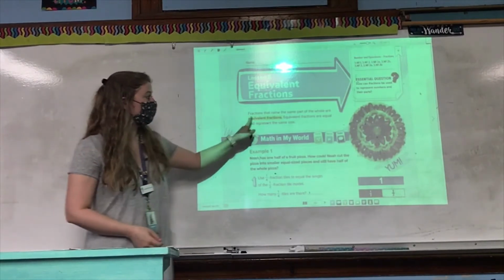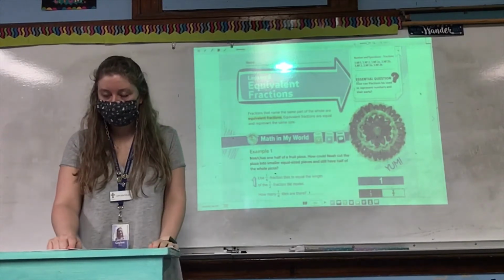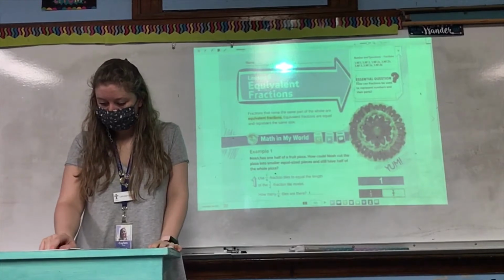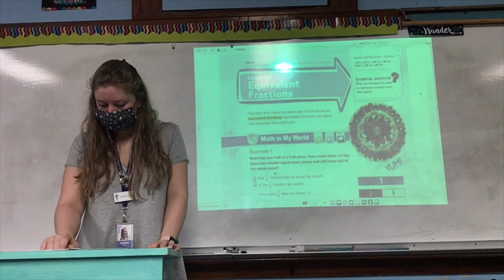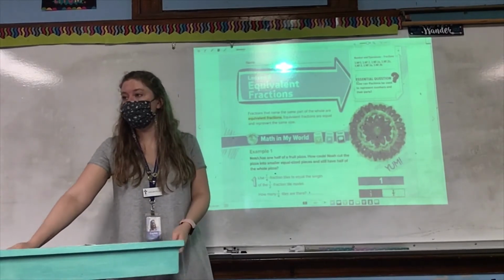Kingston, please read the sentences below the title. Loud so we can all hear you and follow along. Fractions that name the same part of the whole are equivalent fractions. Equivalent fractions are equal and represent the same size. So, we know the base word of equivalent is equal.